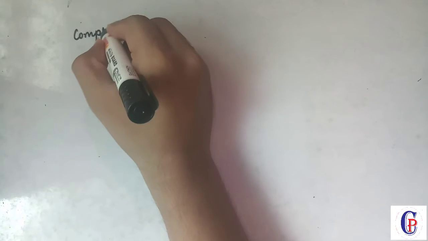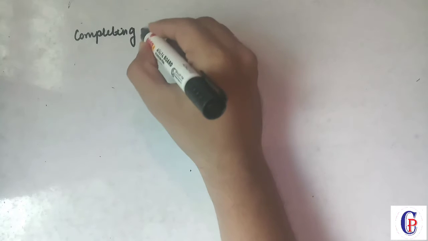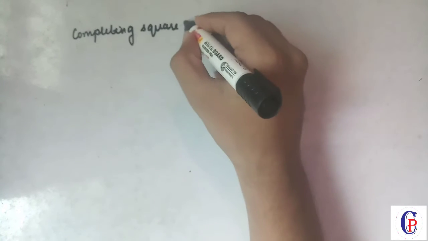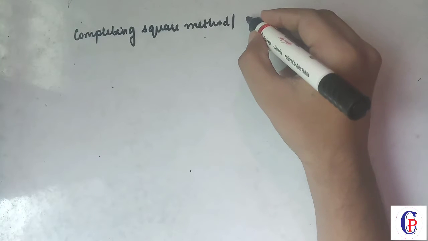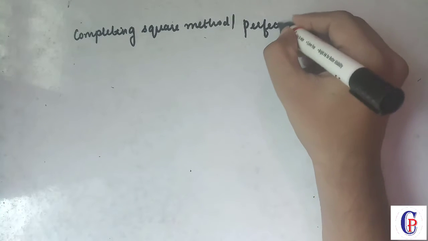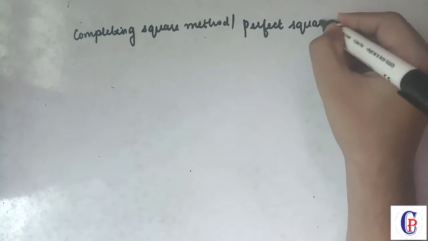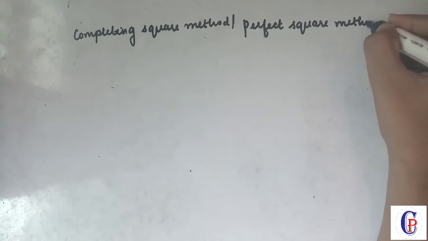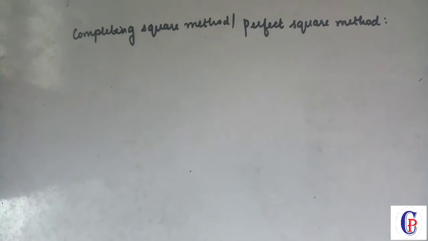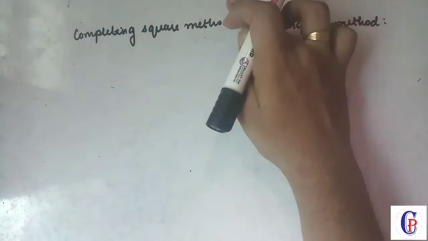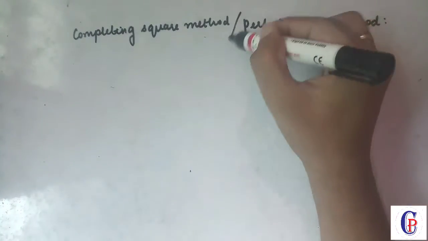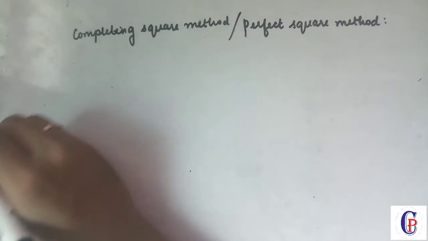Okay, what method it is? Completing square method, or it is also said as perfect square method. Both the methods are the same, only with different names. So this is our second method.